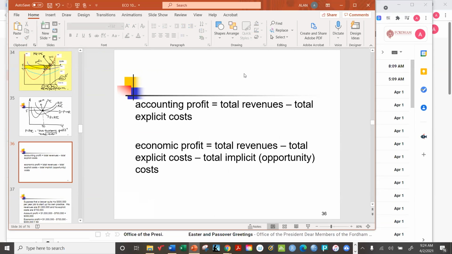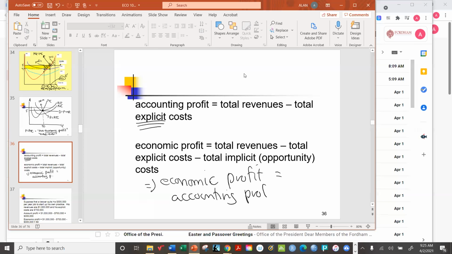So accounting profit equals total revenues minus total explicit costs, whereas economic profit equals total revenues minus total explicit costs minus opportunity costs. So in other words, this is equivalent to saying economic profit equals accounting profit minus opportunity costs.